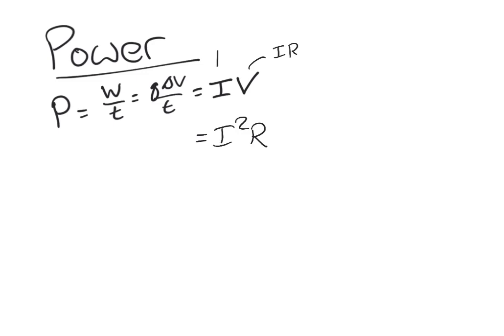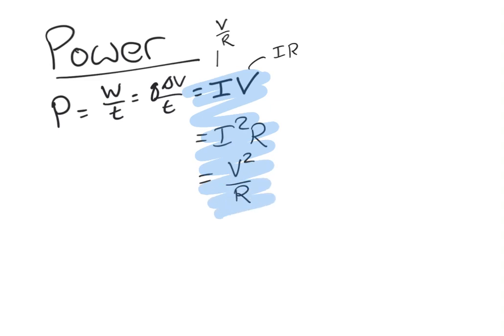We can also write I, using Ohm's Law, as V over R. And this lets us rewrite power a third way as V squared over R. Each of these methods of writing power is equivalent. They all mean the same thing. They'll always get you to the same place. But sometimes one of these three is more useful than another. It's just more appropriate to the particular circumstance that you're dealing with.